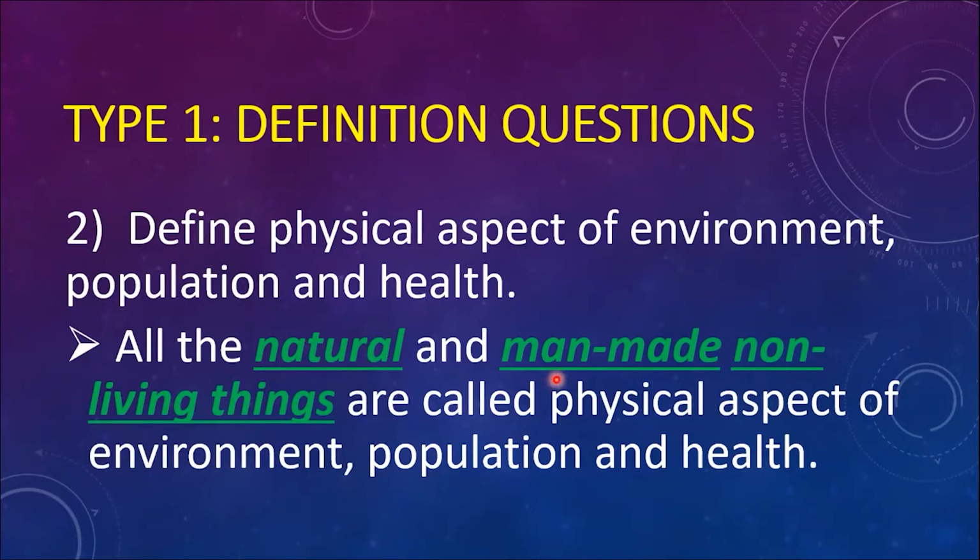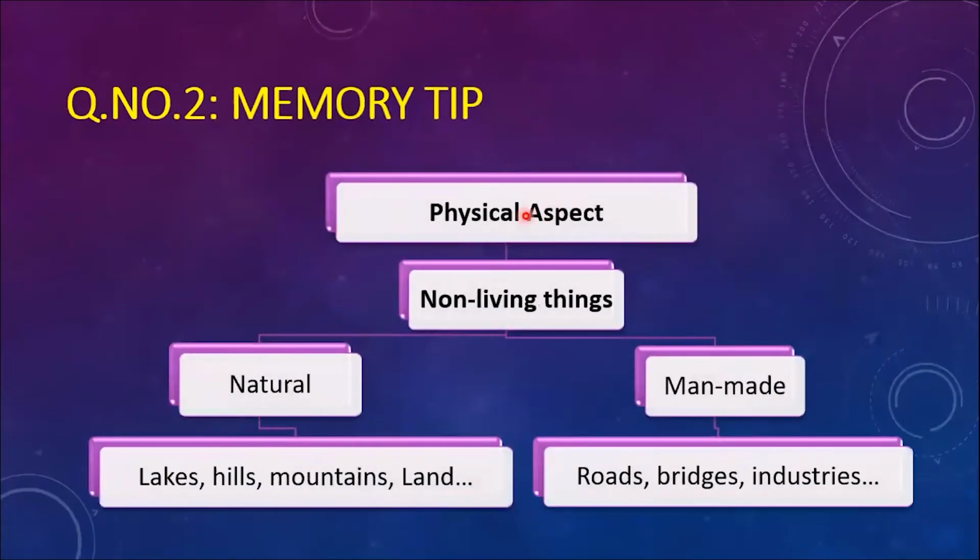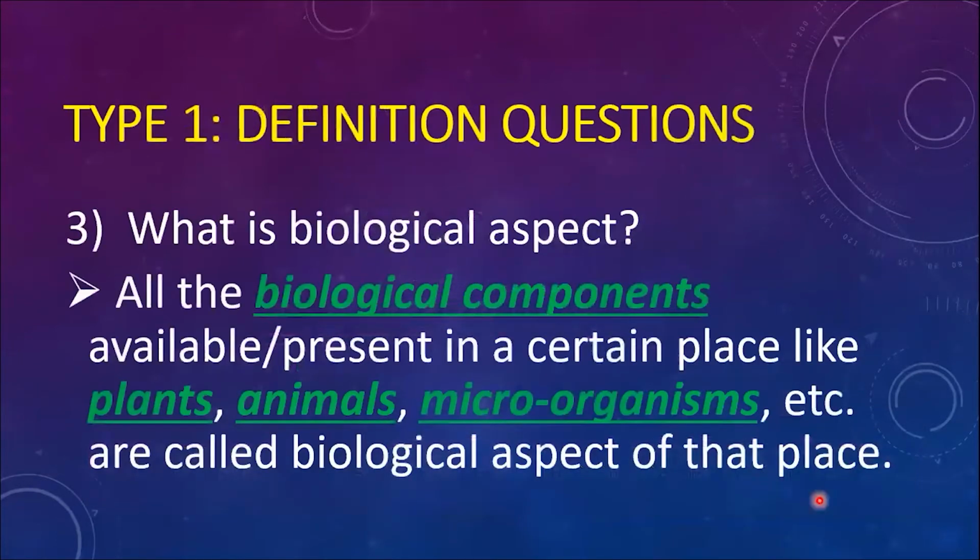Let's see it in an easy table. Look here. First you focus: physical aspect means all the non-living things. Living things are in the biological aspect, we will study that later. So physical aspects are non-living things which can be natural as well as man-made. You can also look at the examples to remember easily. In natural non-living things you can see lakes, hills, mountains, land, and in man-made non-living things you can see roads, bridges, and industries.